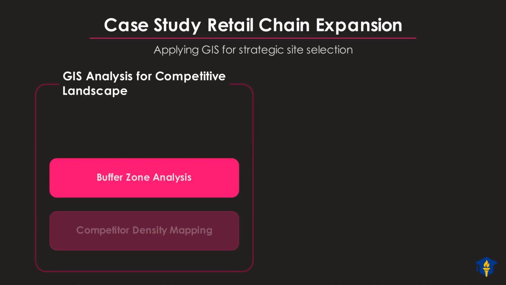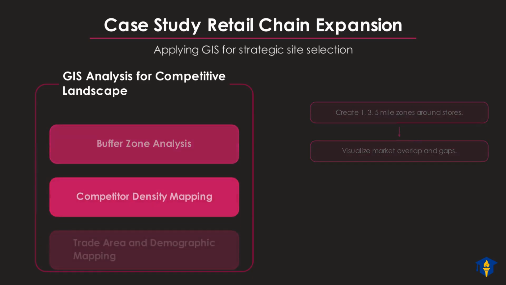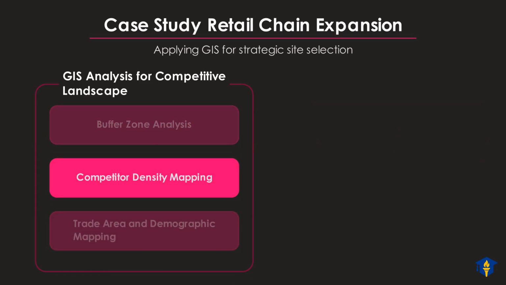We will perform a buffer zone analysis to understand market reach and overlap effectively. This involves creating 1, 3, and 5 mile zones around all store locations. These zones will help us visually identify areas of market overlap and potential gaps. Next, we will use competitor density mapping to visualize the competitive environment.